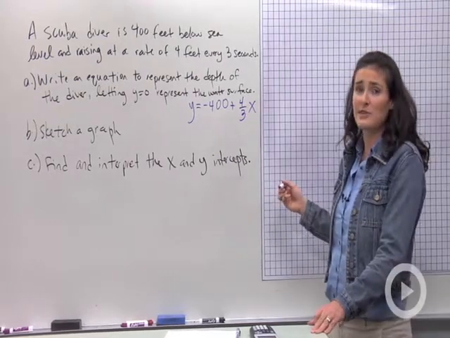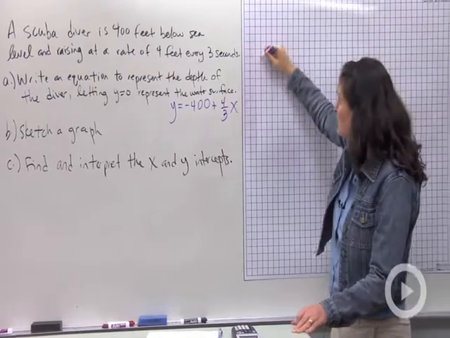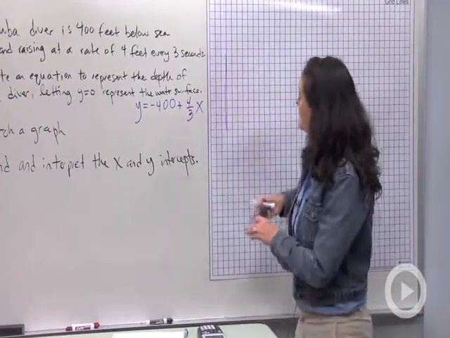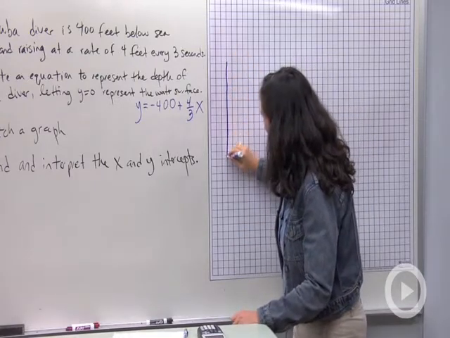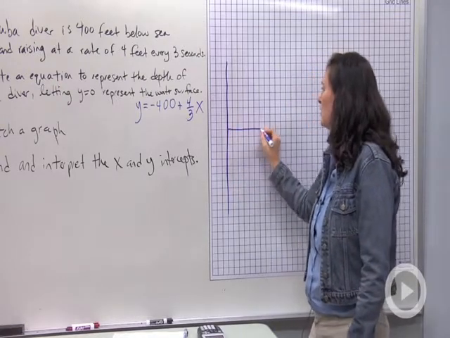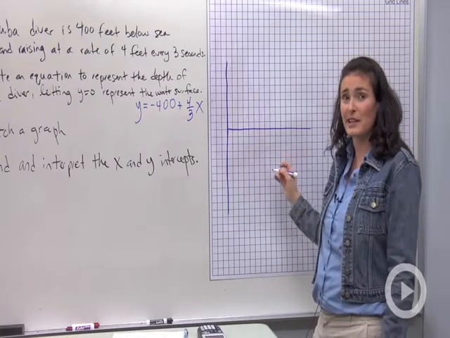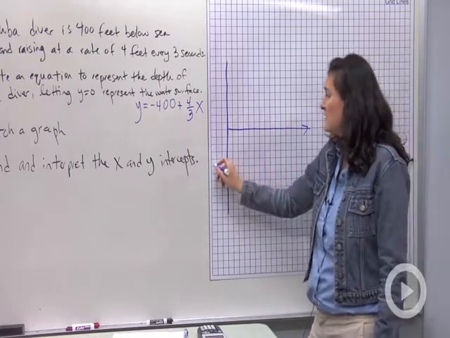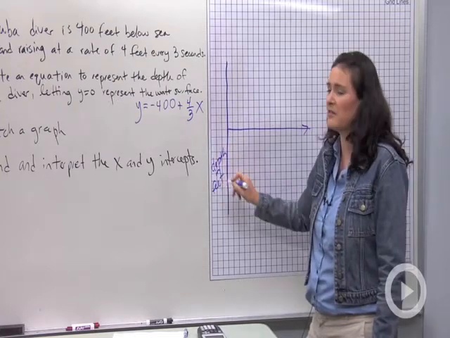Well, the first thing I know is that I need to go at least down to negative 400 for my y values. So my y-axis is going to have to be pretty long so that I can go into a negative area, or quadrant 4. X I'm only going to do in the positive direction because x represents time, and we only have positive time in the real world.